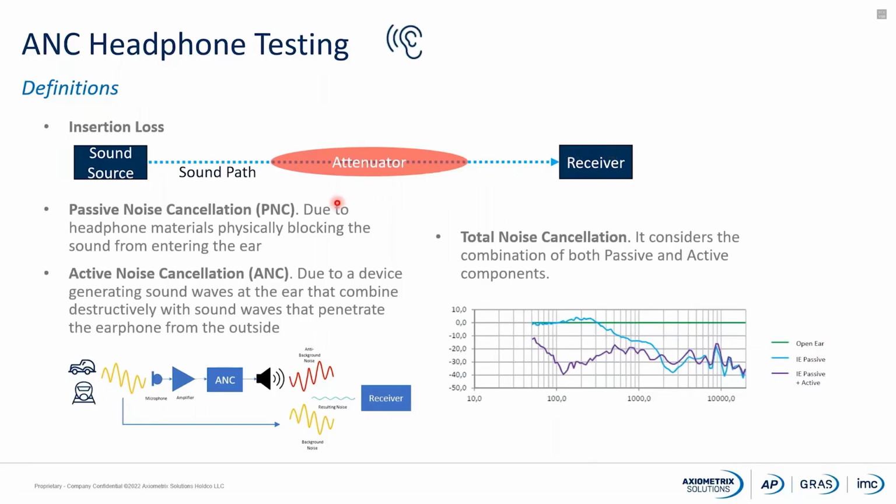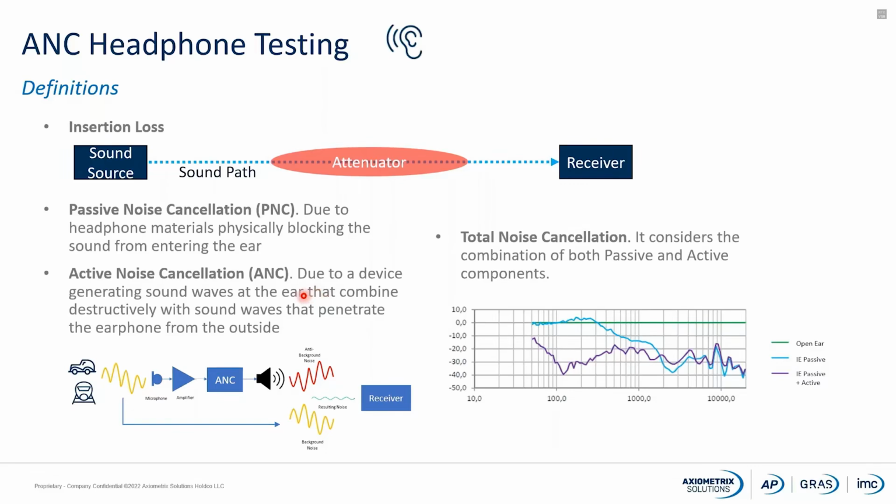When it comes to noise cancellation, we can divide this into two different concepts: passive noise cancellation, PNC, that is happening due to the materials of the headphone that are physically blocking the sound from entering the ear. But not only that, also how the headphone or headset itself is sealing the ear canal or the pinna of the person that is wearing the device.